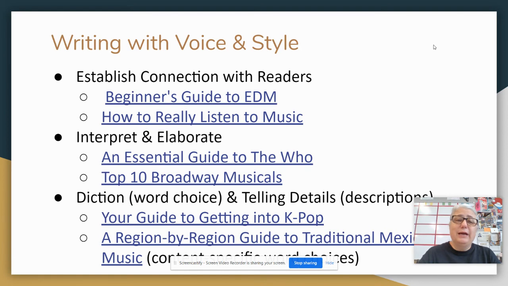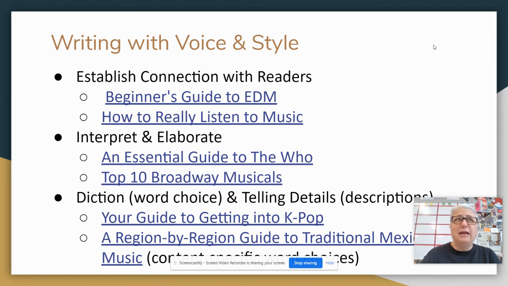Thirdly, you're going to be writing with voice and style. So if you think back to that habits of mind where you're trying to find the writer's voice, their personality, as well as their style choices, you want to start developing your own style. You have a personality, you have a voice. So make sure your voice is coming through in your writing and start developing your writing style.